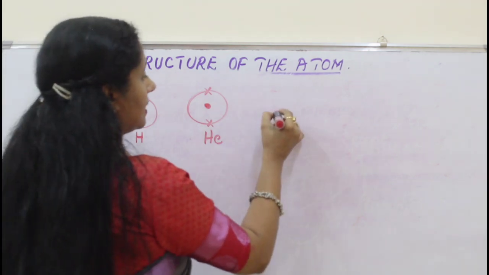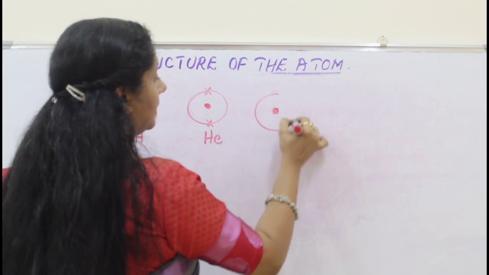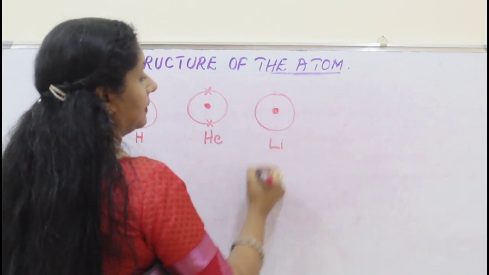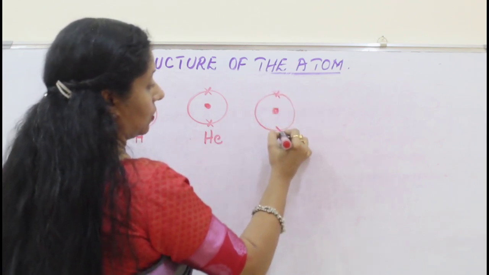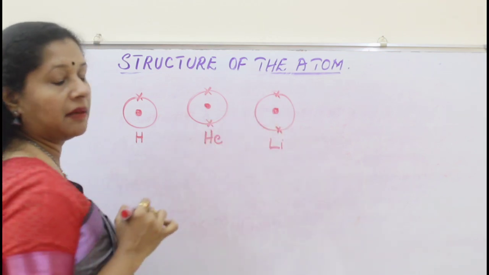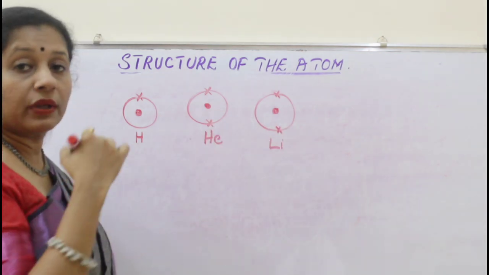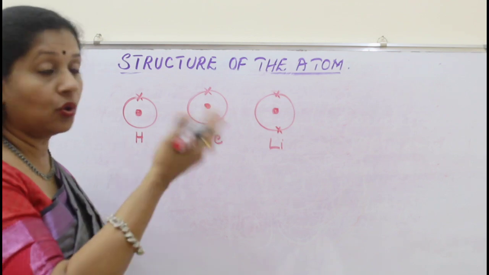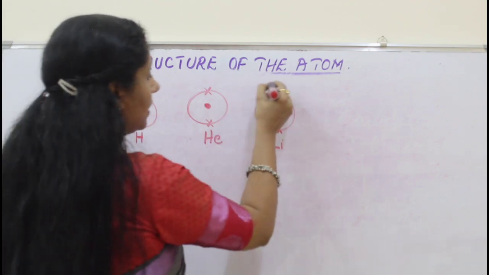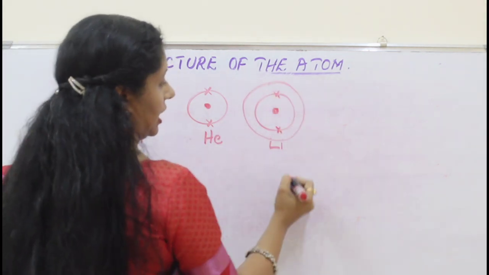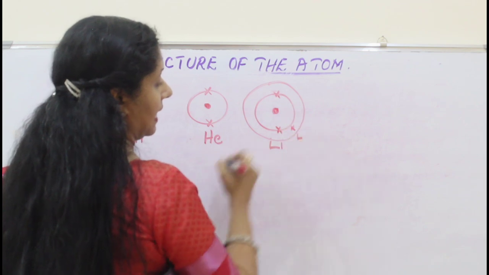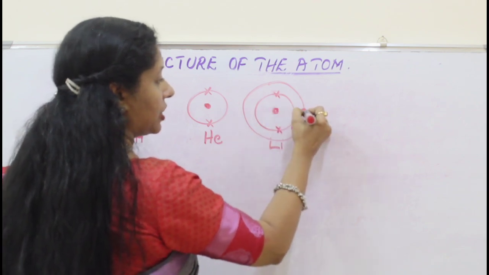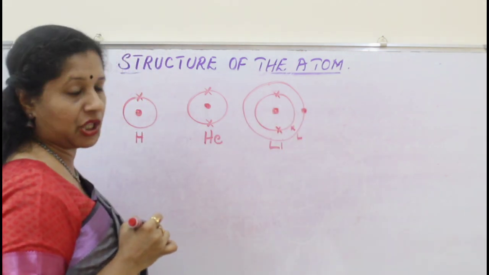Now the third is lithium. Lithium has 3 electrons. So 1 and 2 came in the K shell. Now the K shell cannot hold more. The K shell will tell, sorry, I am full, you go to the next level. So the next level is the L shell, right? This is K, this is L. So the next one electron will shift to the L shell.